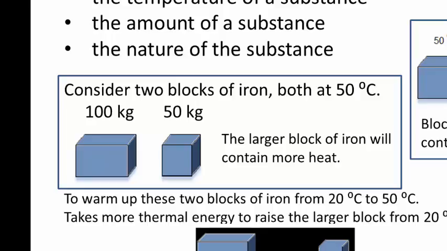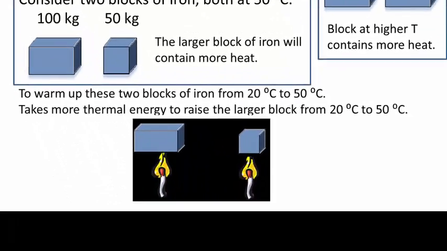So, in the old days, they would heat up a brick or a stone and put it in their bed for warmth. So you would want the larger brick or the larger stone because it contains more heat. Now also, to warm up the two blocks of iron of different size from 20 to 50 degrees, it would take a greater input of energy from another source to warm up the larger block than the smaller block.